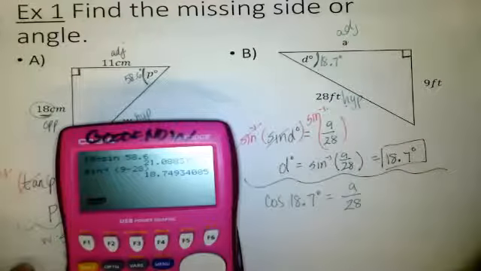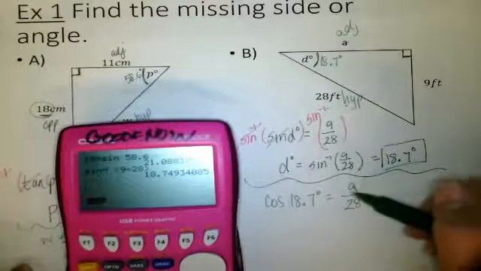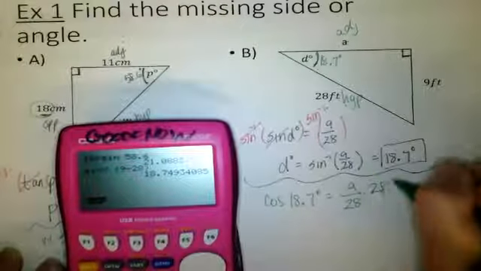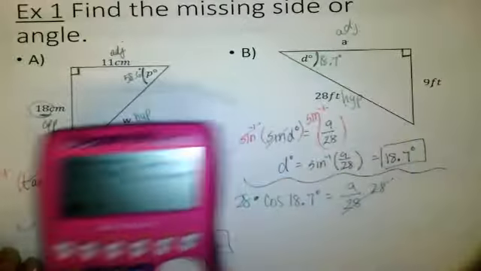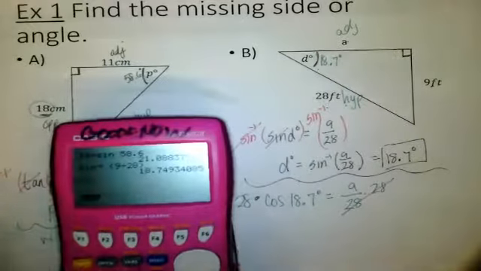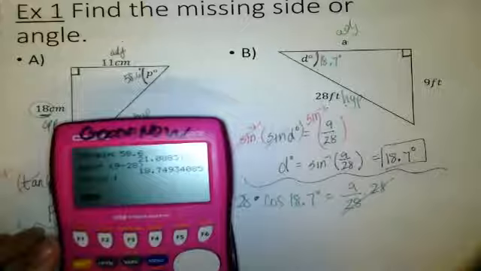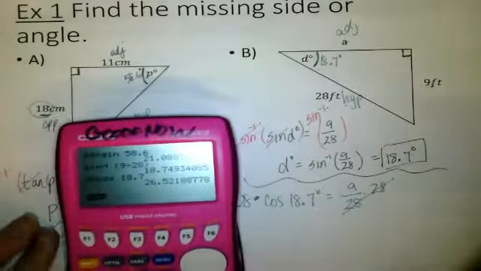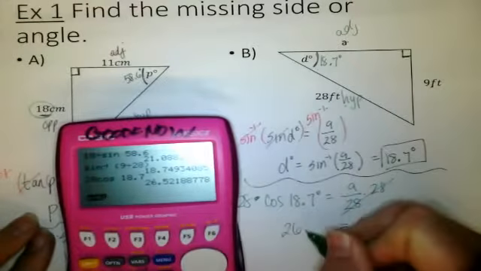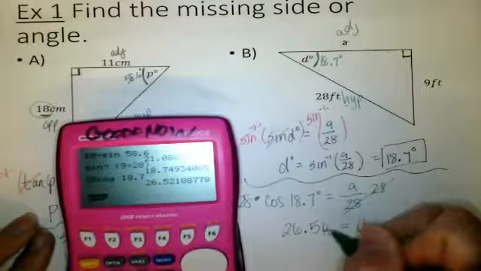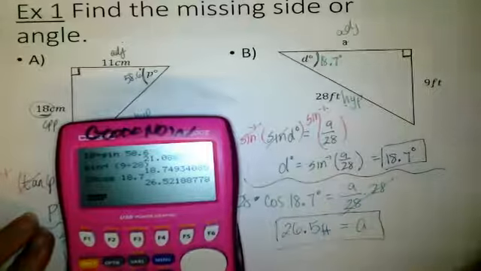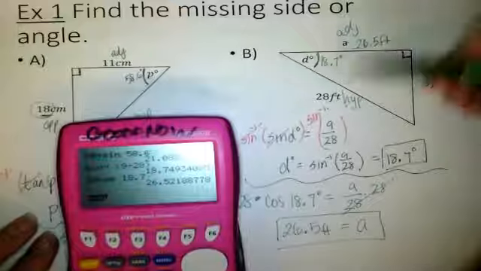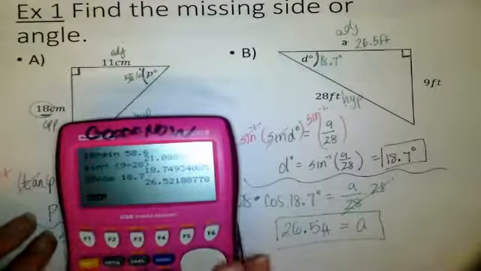Why did I choose cosine? Yeah, the A is already on top. That makes it easier, right? Okay, so we can just multiply by 28 on both sides and then get the answer. So 28 times the cosine of 18.7, and that's regular cosine, not cosine inverse. 26.5 feet. Does that make sense? 26.5 feet? Yeah, that makes sense-ish. It's shorter than the hypotenuse, so that's definitely good. All right.